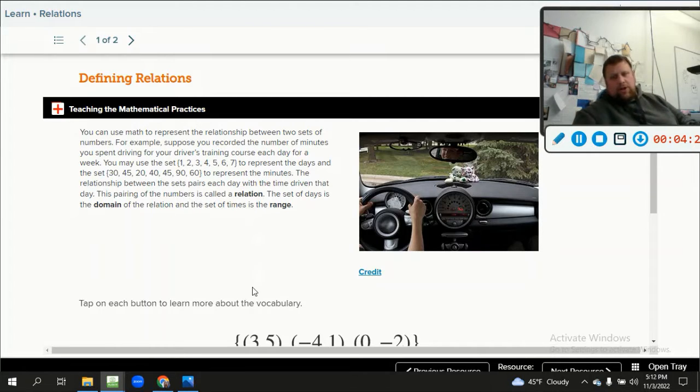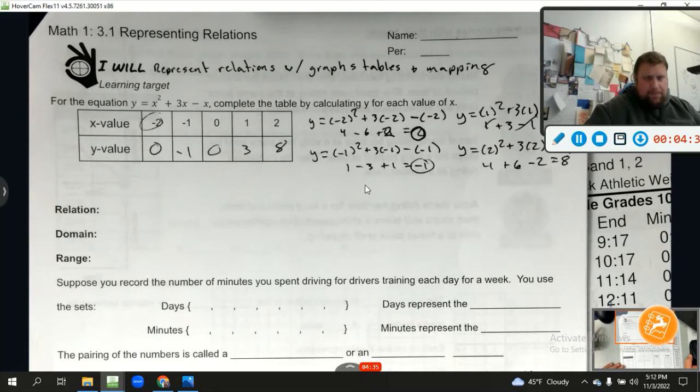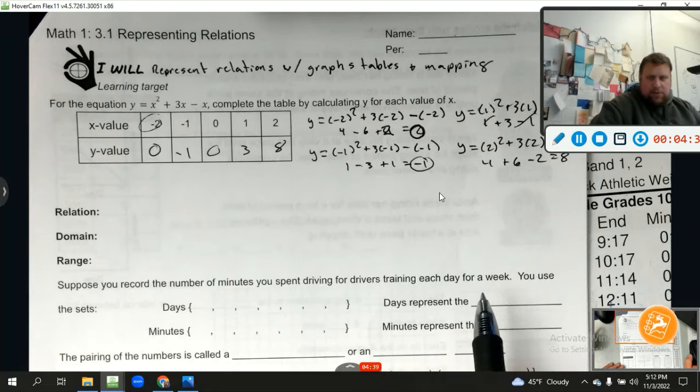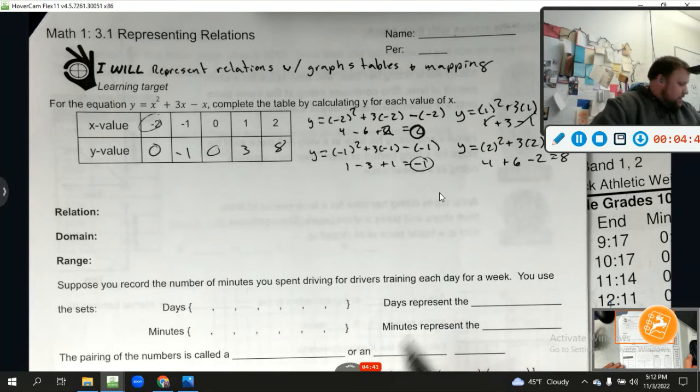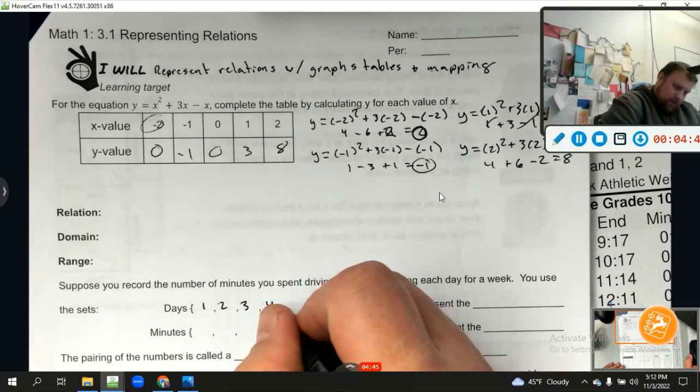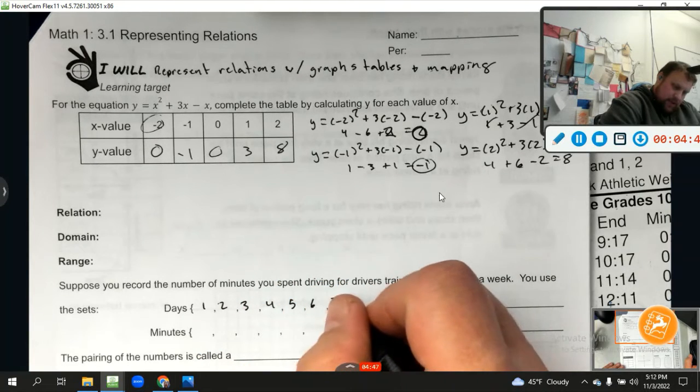I want you to go ahead on your notes. Let's go back to notes, and we're going to write this information down. I'm going to go ahead and move us back this direction. Let's look. So, suppose you record the number of minutes you spent driving each day for work. You use the sets. So the days are 1, 2, 3, 4, 5, 6, and 7.